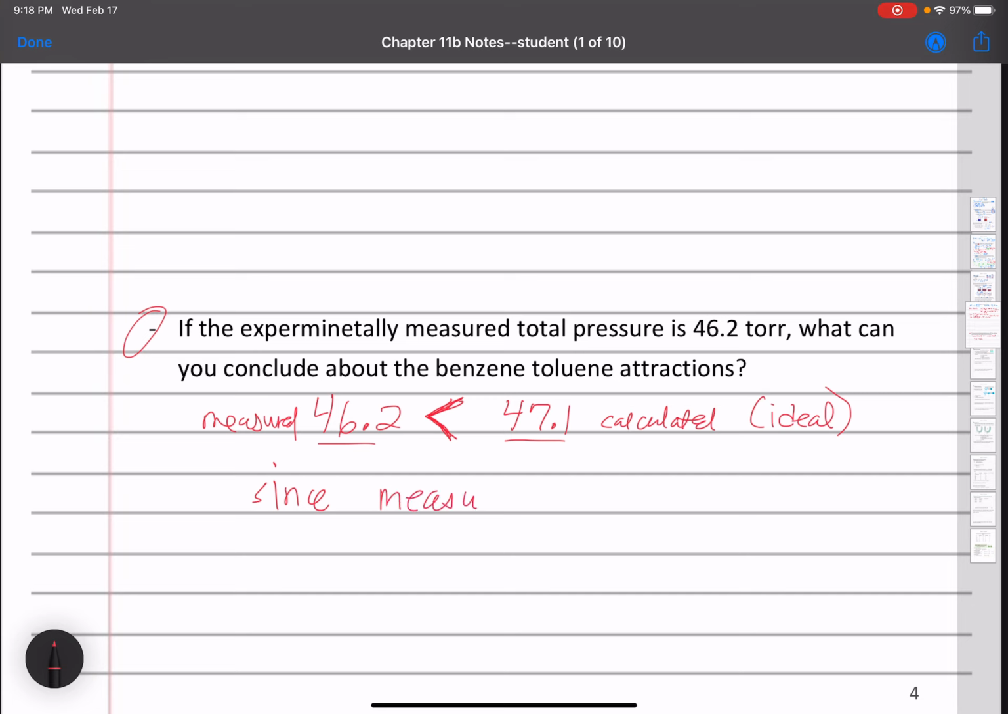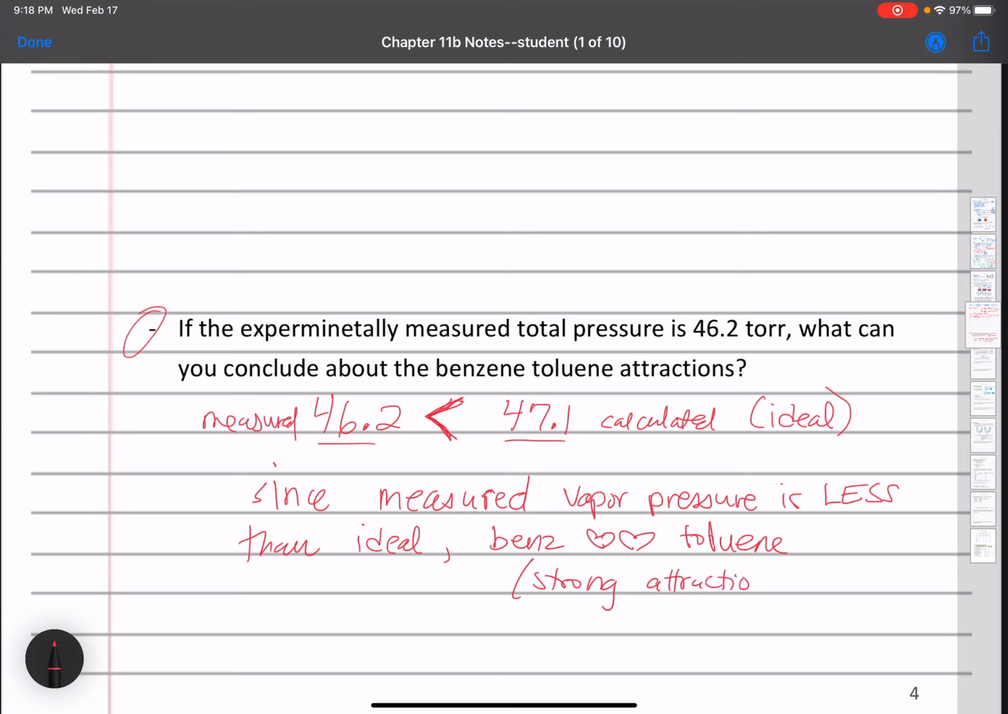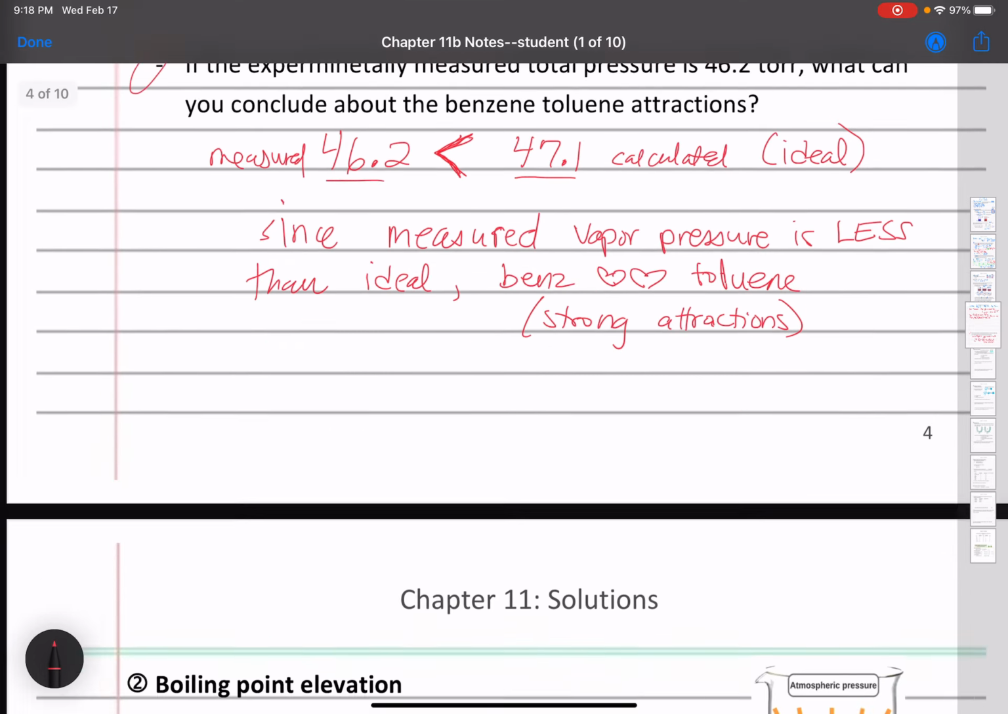So since the measured vapor pressure is less than ideal, benzene really, really loves toluene. In other words, they have strong attractions. They have very strong attractions with each other. Okay. So that is vapor pressure and a couple of problems dealing with vapor pressure lowering of solutions.